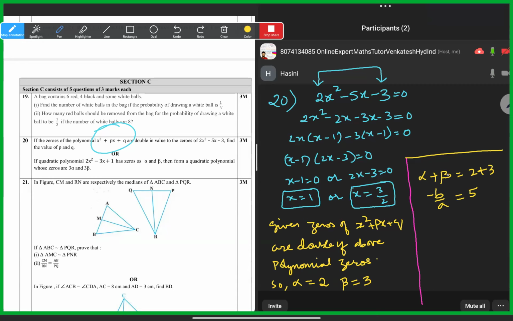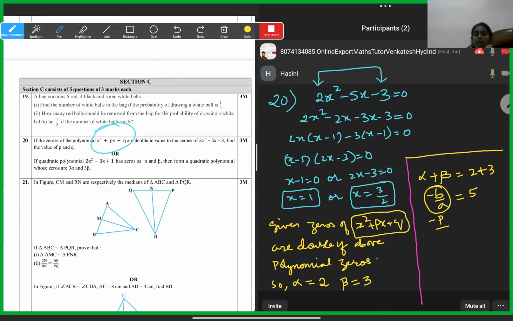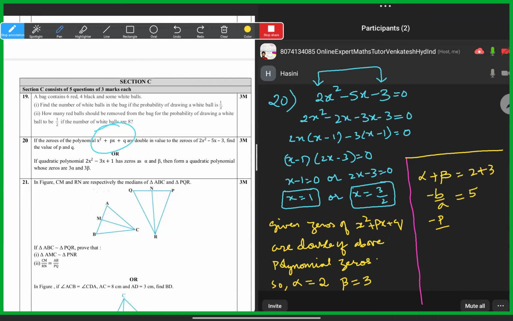That alpha plus beta formula also we know, minus b by a, the relationship between zeros and coefficients. So minus b by a is how much for this polynomial? What we are applying is minus b by a. b is p, a is 1. So minus p by 1 is equal to 5. Cross multiplied, we get minus p is equal to 5, so p is equal to minus 5.